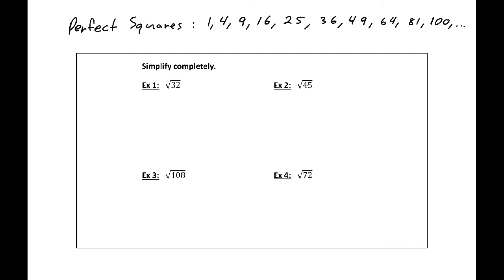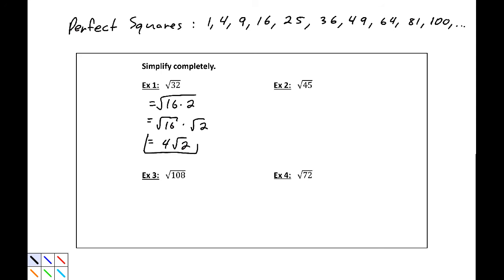So for 32, it appears to me that 16 is a factor of that. So I could write this as the square root of 16 times 2, which I will then break apart. Right, there's a product, square root of 16 times the square root of 2. The square root of 16 is 4, because I can take the square root of that and then leave the square root of 2 as is. So what we're doing is taking the square root of the part we can do and leaving the other part alone.